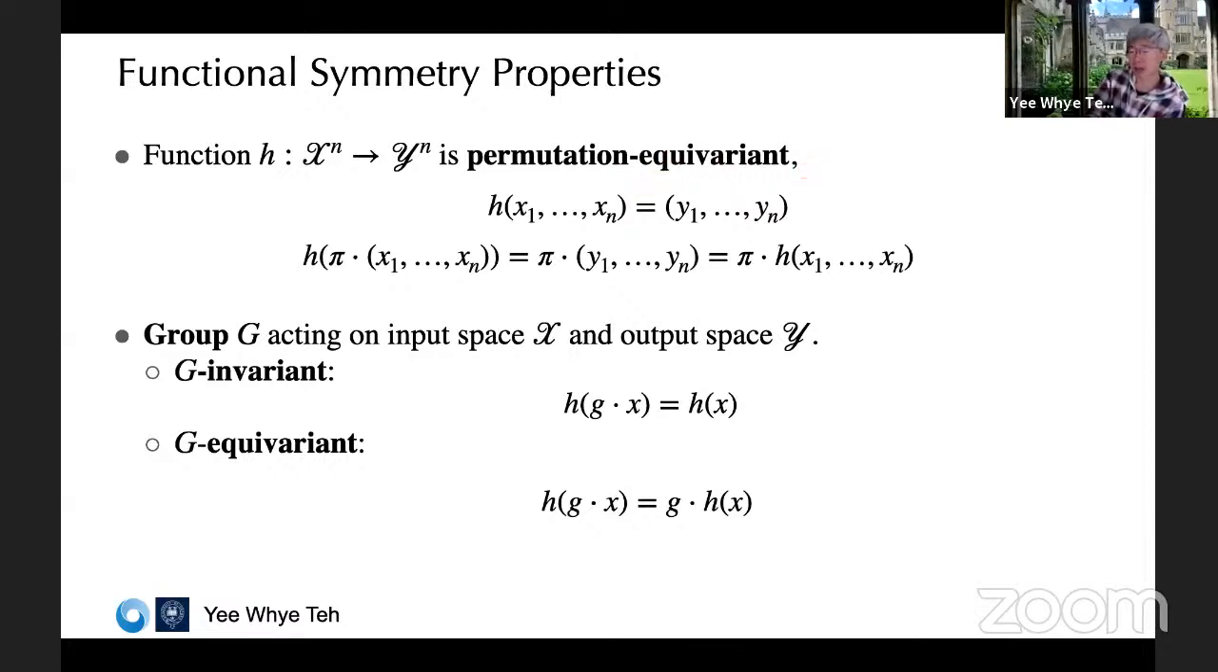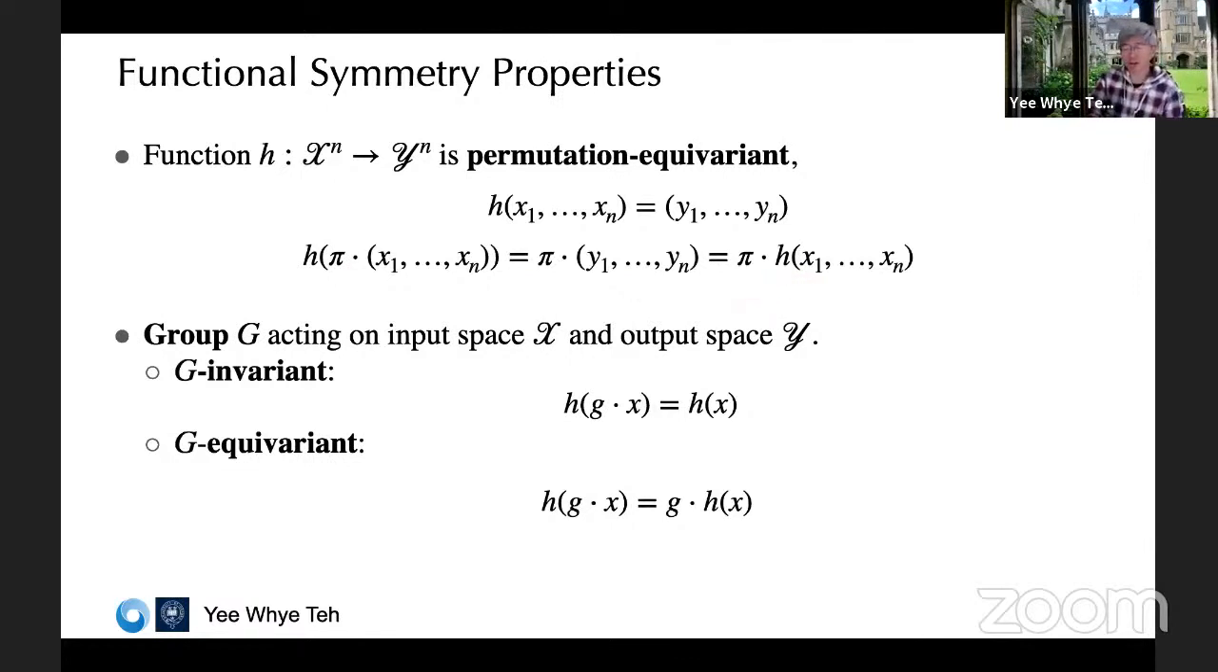And what a permutation equivariant function is, is as follows. The function now is going to take as input a sequence, and it's going to produce an output sequence as well. So H of x1 to xn is going to be y1 to yn. Okay. And this function H is permutation equivariant if the following holds. If we permute our input sequence, and then we apply H to that permuted input sequence, then the output should be the permuted output sequence. Okay, and it should be permuted in the same way. So in other words, pi and H commute with each other. If we apply pi first followed by H, that's the same as applying H first followed by pi.